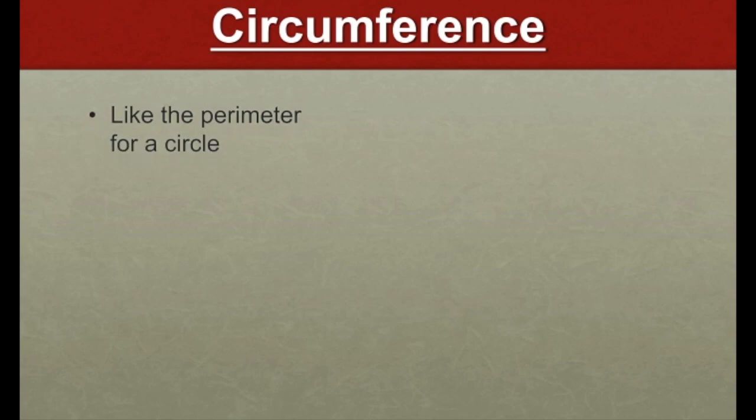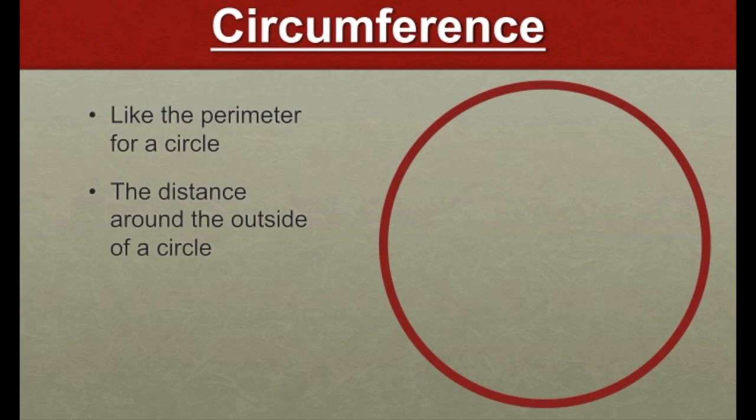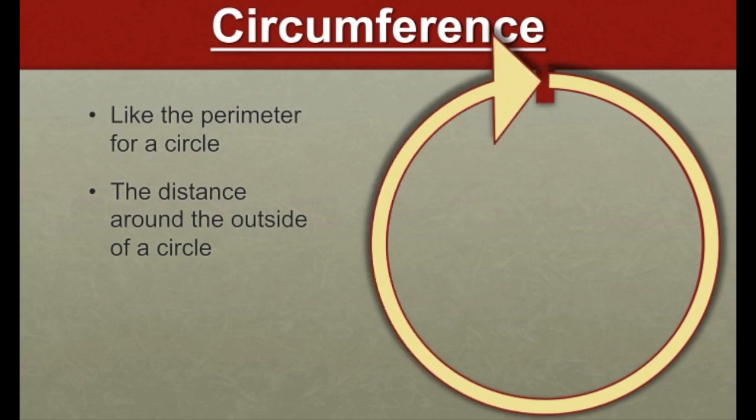So first of all, what exactly is circumference? Well, circumference is like the perimeter for a circle. Now, shapes like triangles and squares have perimeter, which measure the outside or how long the shape is around. This is basically the same exact thing, but for a circle. It's the distance around the outside of a circle. So let's say here we have a circle, and we start from here, and we go around the circle entirely back to where we started. That distance there, that length there from here all the way around, that would be the circumference of the circle.